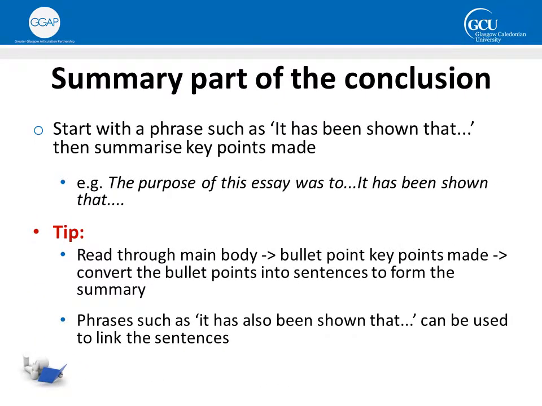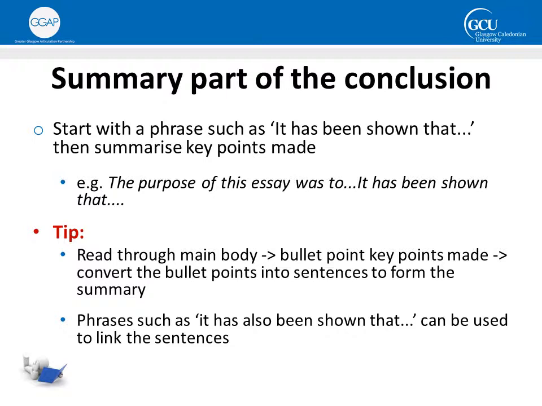As indicated earlier, the key purpose of a conclusion is to summarise the points made in the essay. Summary should therefore form the bulk of the conclusion. So once you've restated the purpose of the essay, you can then start your summary section using a phrase like "it has been shown that." From there you should summarise the key points made throughout the main body of your essay from start to finish.